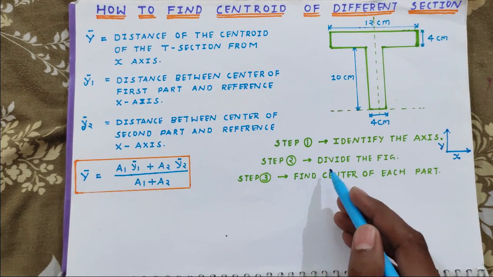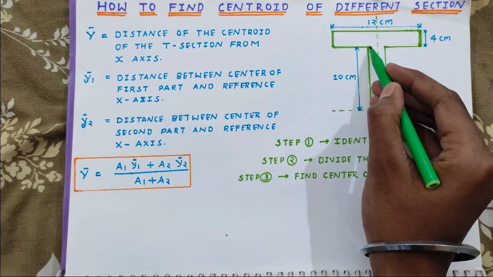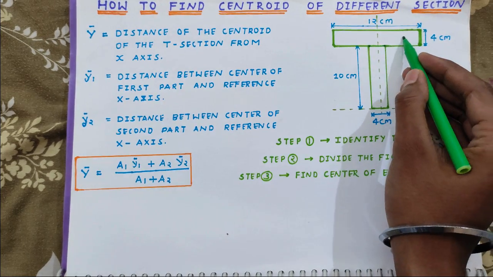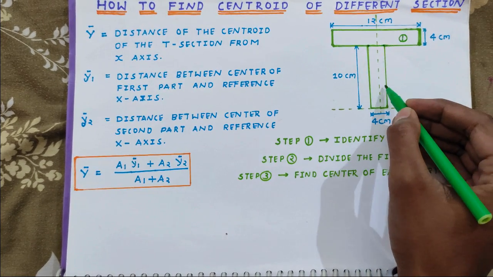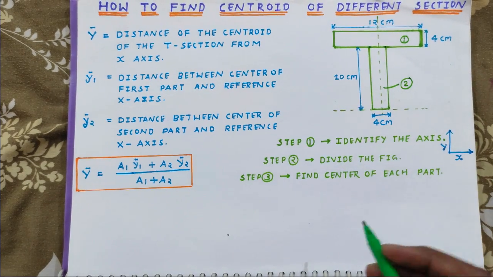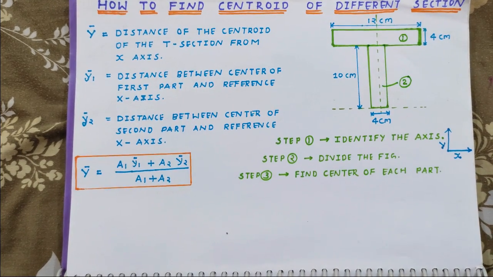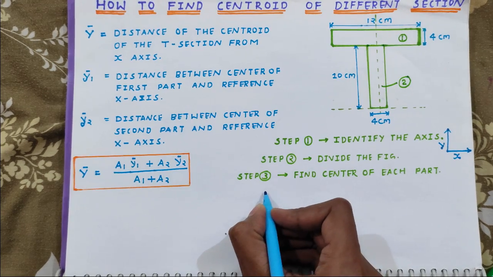Second step is to divide the figure. So we have to divide this figure into two parts. Let this part be our first part and this part be our second part. Now find the center of each part. To find the center of each part, let us take part 1.